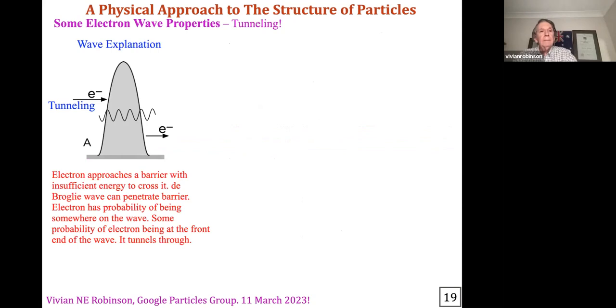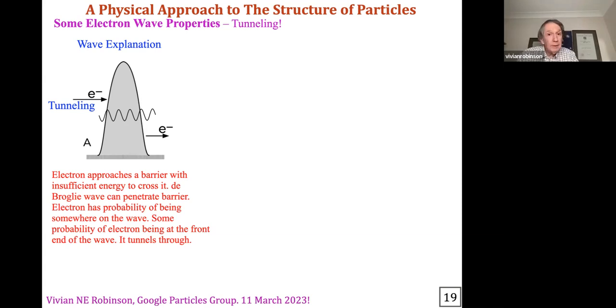Another one, of course, is tunneling. And the well-known effect is that you have an electron approaching a barrier. It hasn't got enough energy to overcome it. Its de Broglie wave can be long enough that it can appear on the other side. According to the standard theory, the electron can appear anywhere on that wave, and therefore it has a possibility of being able to penetrate or tunnel through.